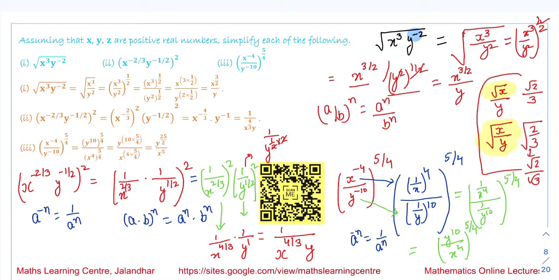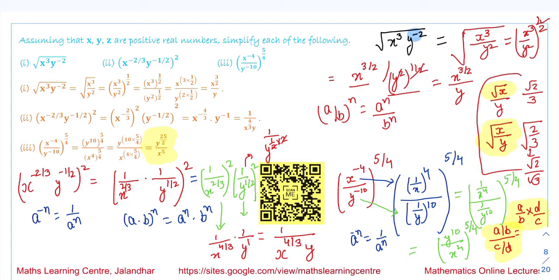What property are we using over here? When we have numbers of the form (a by b) over (c by d), that is equal to a by b into d by c. We have this result that if a number is given to us of the form (a by b) over (c by d), then that is equal to a by b into d by c. So using this result, you get the final answer in the form of this.